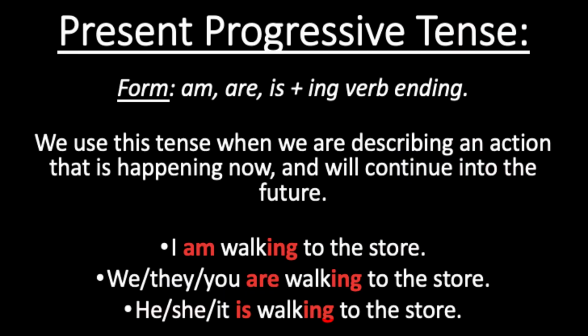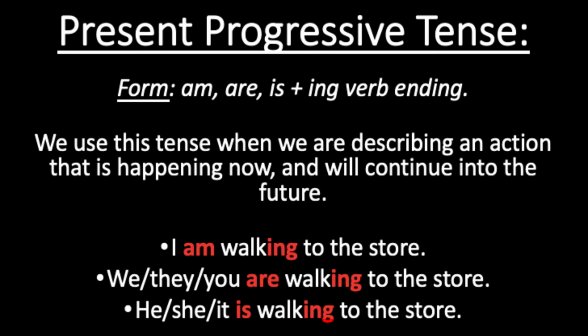So first, we have our present progressive tense. We use this to talk about actions that are happening right now and that will continue sometime into the future. So we do this by adding am, are, or is after the pronoun, depending on what pronoun we use, plus the ing form of the verb.